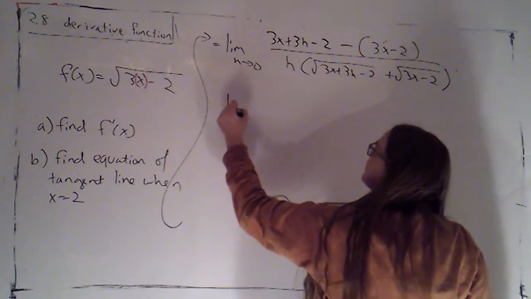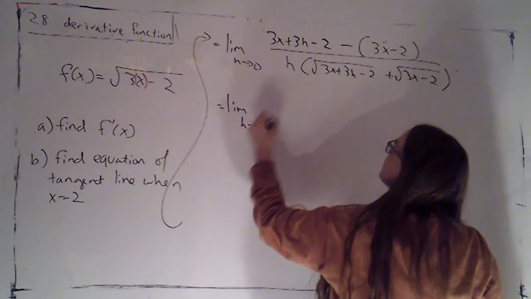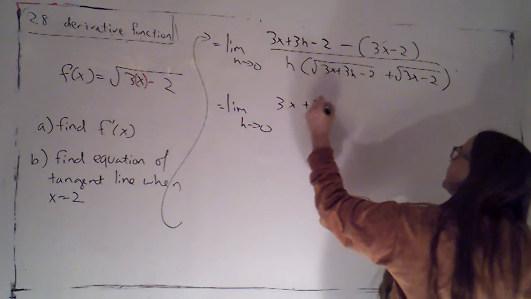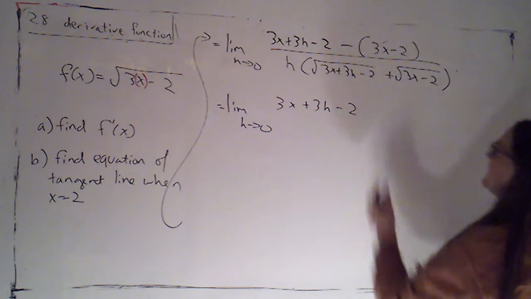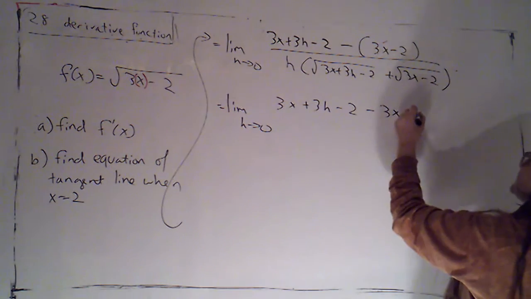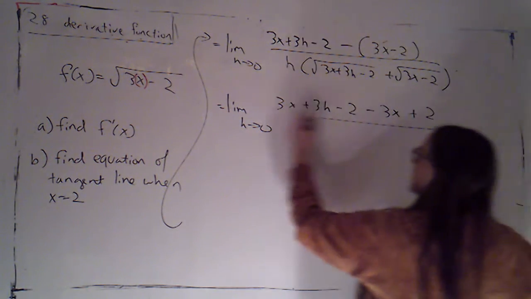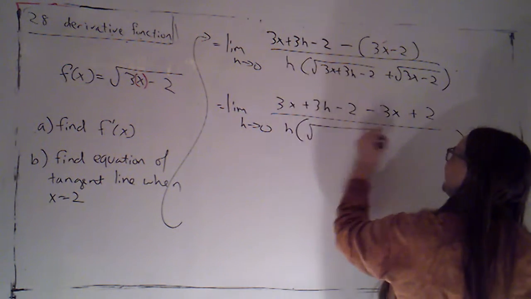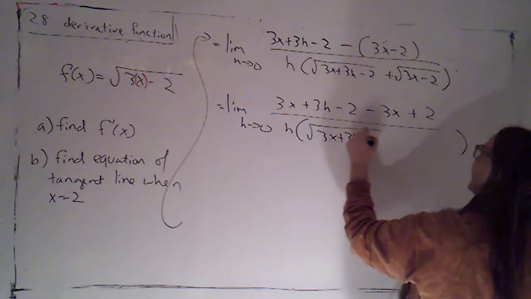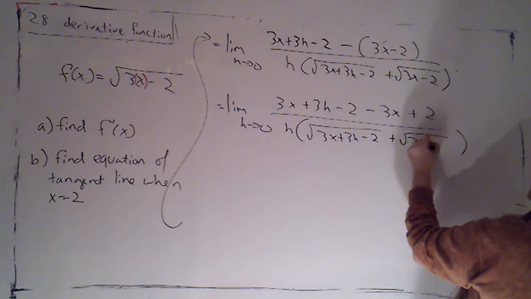All right, so this is the limit as h goes to 0 of 3x plus 3h minus 2. Let's distribute that negative, so it becomes minus 3x plus 2, over h times this lovely quantity, root 3x plus 3h minus 2 plus root 3x minus 2.